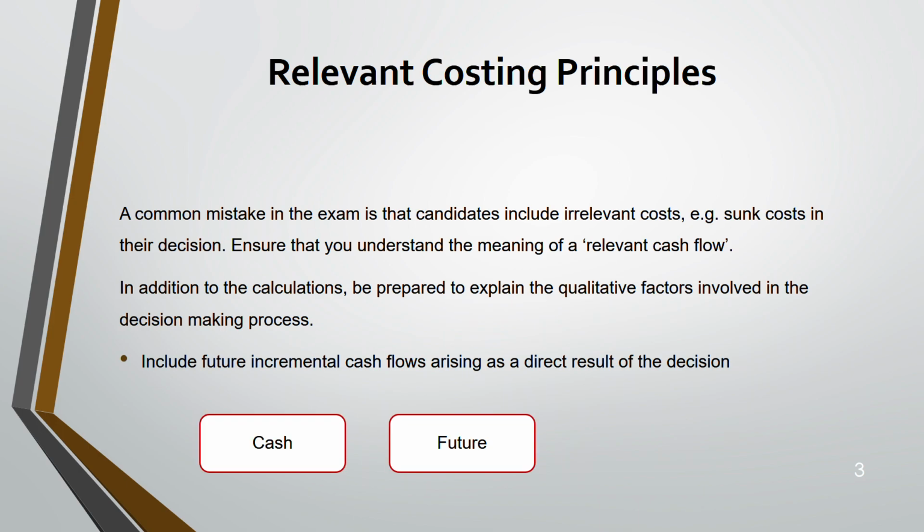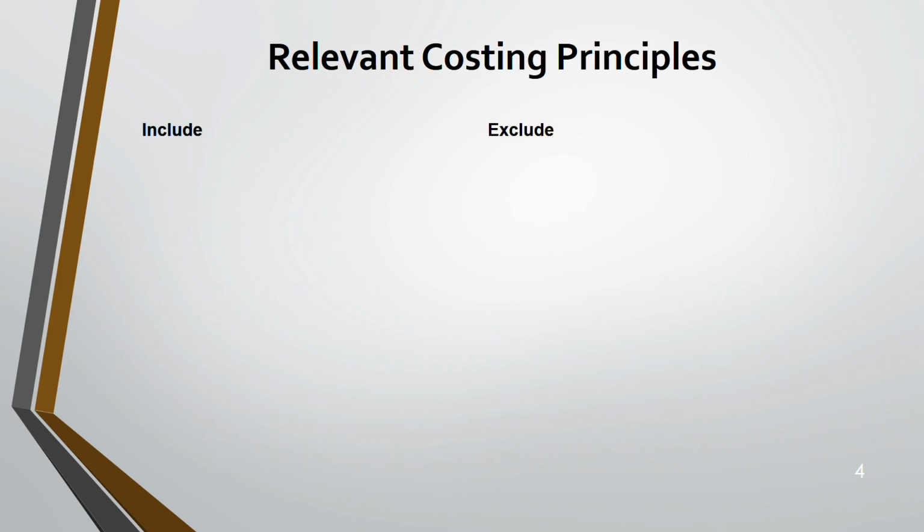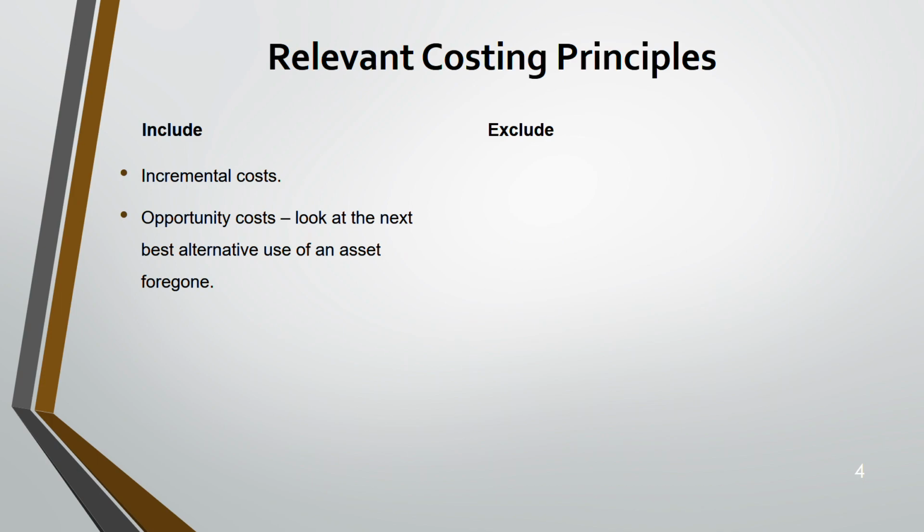So cash, future, incremental. Three things have to be there for it to be relevant. One, it should be cash. And it should be from the future, not the past. And it should be incremental: only the change, not the entire amount of cash. So it includes incremental cost and opportunity cost.